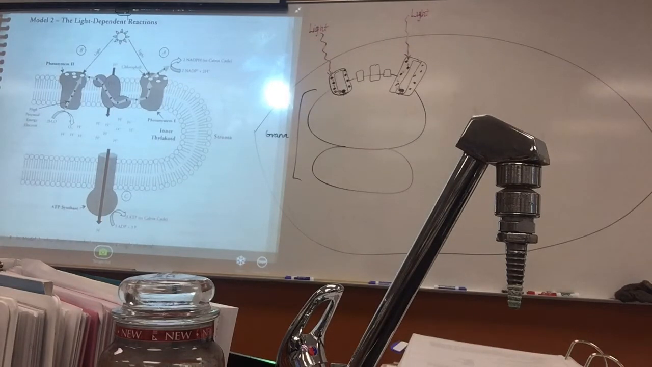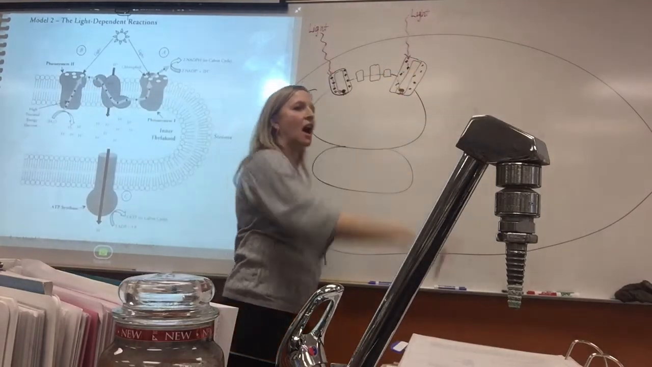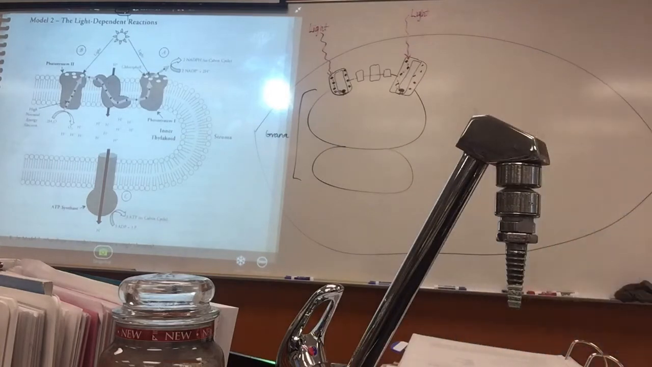So why is it that we can't just have in a plant cell chlorophyll A? What's the benefit of having all these other types of pigment molecules? They call them accessory pigments. So they're helpful pigments in photosynthesis, but they're not the main one. Miranda? They absorb like different wavelengths of light.